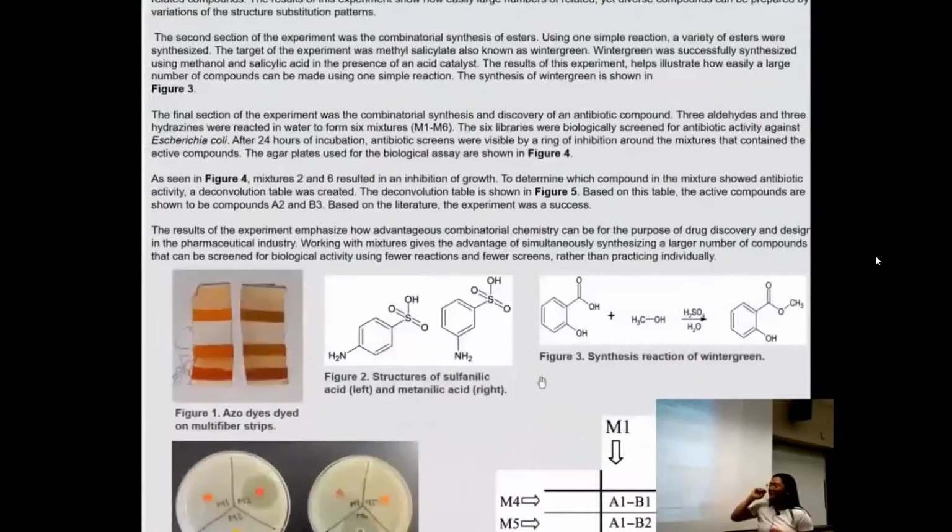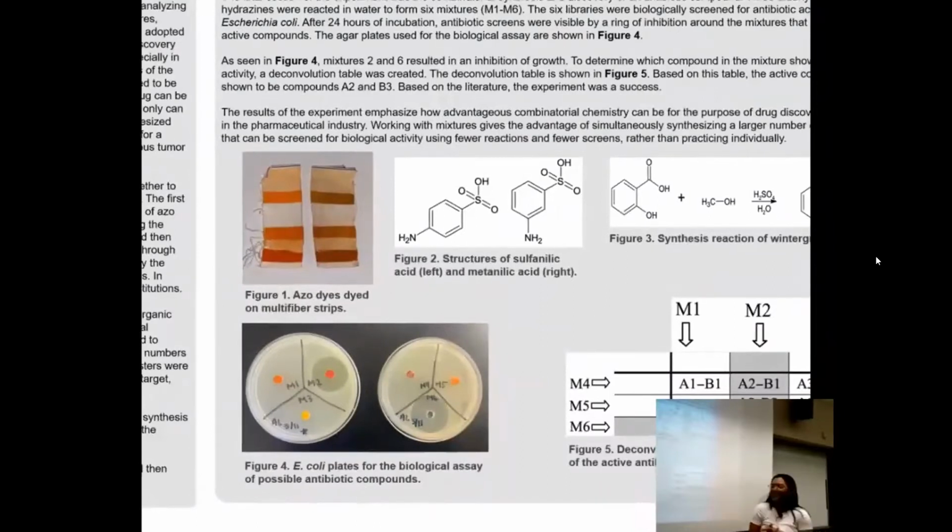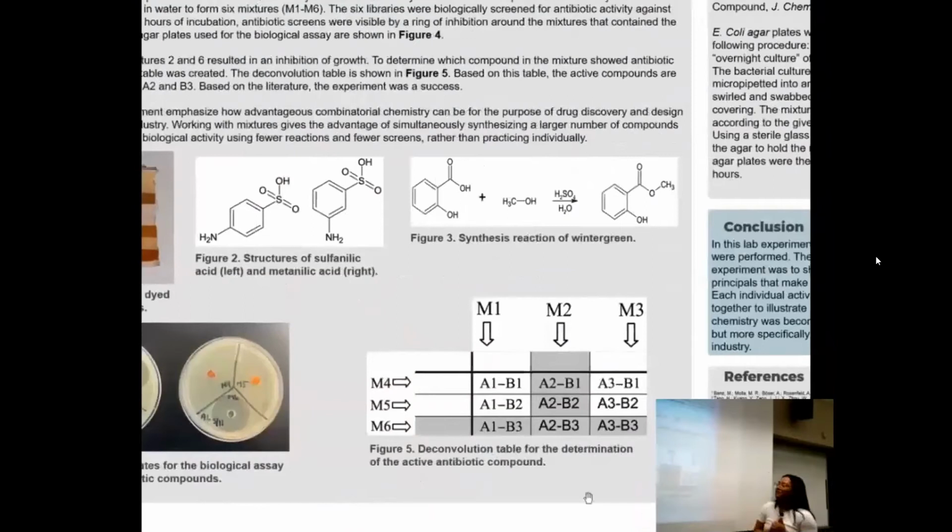And so if you could see in figure 4, mixtures 2 and 6 showed positive results. There are 3 compounds in each one, and one of the compounds in each of those was tested to be an antibiotic compound. So to figure out which one, we had to do a deconvolution table. These are all the possible compounds that we had, and these are the mixtures, which consisted of each of those compounds. Right where the 2 intersect, the ones that showed positive results, that's where you could see which one had antibiotic activity.